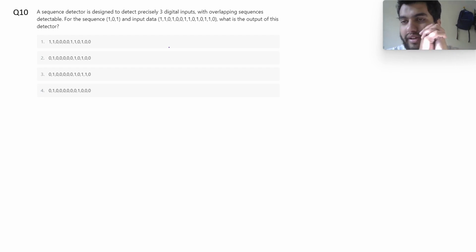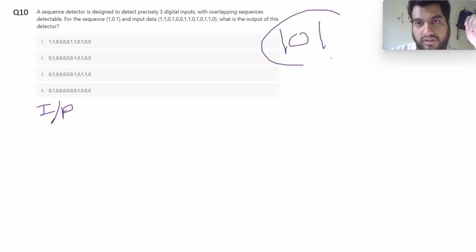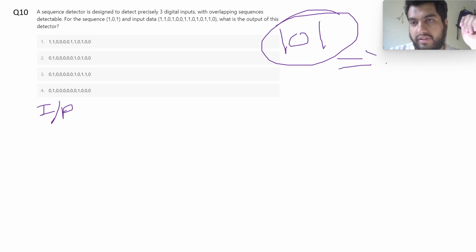You must be aware that a sequence detector gives us the output 1 whenever a sequence is detected, whether in the case of overlapping or non-overlapping. So what I have here is an input and a sequence 101. This is the sequence that is detected, and it will give the output 1.